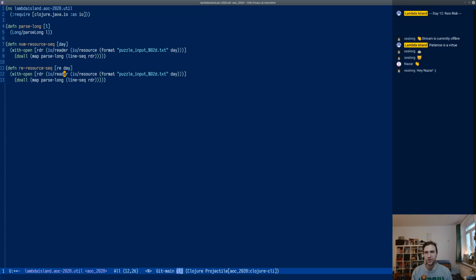I'm going to make a variation of our num resource seek utility function. So we have a utility function for reading in a file and just parsing all lines as numbers.